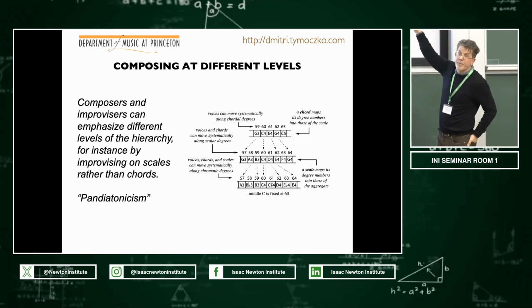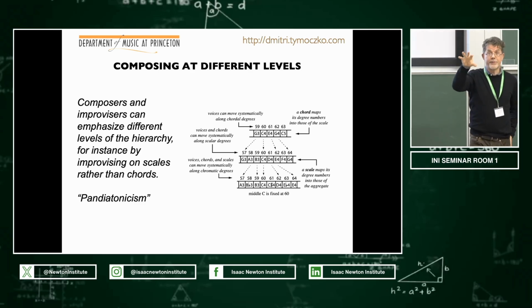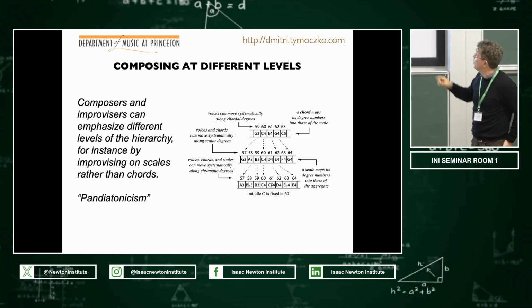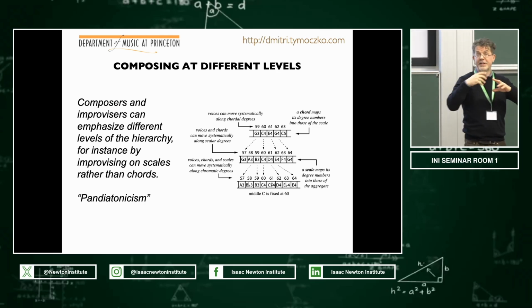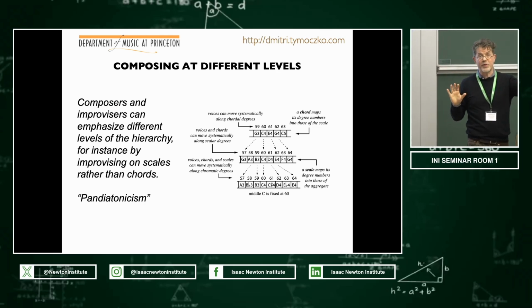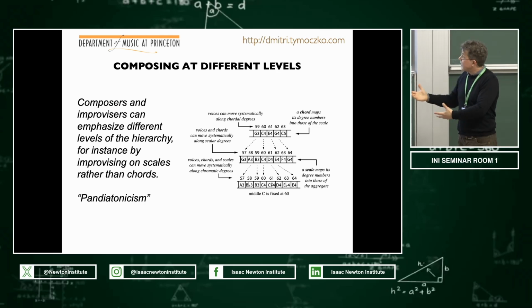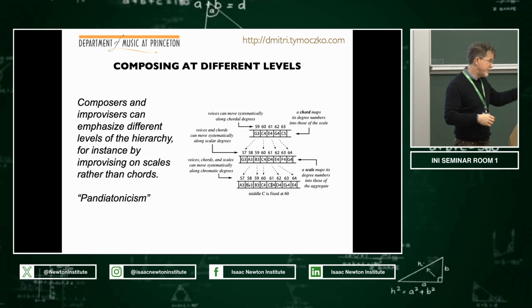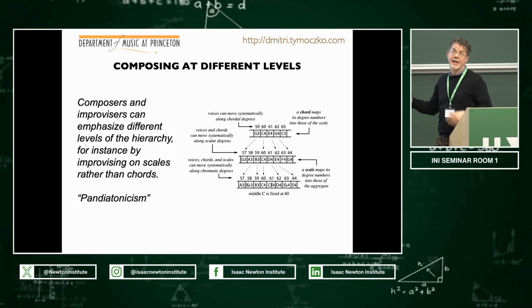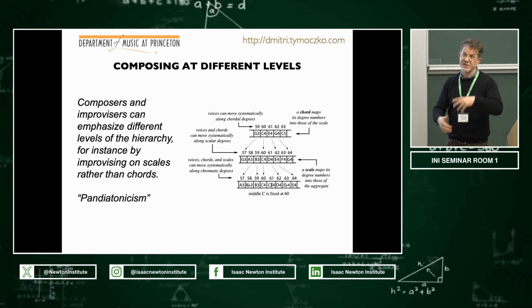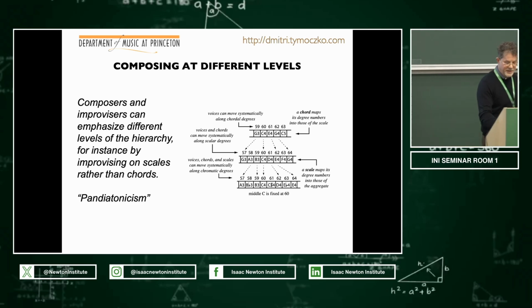Improvisers sometimes move between improvising relative to the specific chords of a tune, which is at the top level, and then stepping back and more holistically playing scales and leaving the chords alone. And in the classical tradition, that's the difference between traditional tonal music and what's sometimes called pandiatonicism, which is an innovation that's associated with Debussy and Stravinsky.